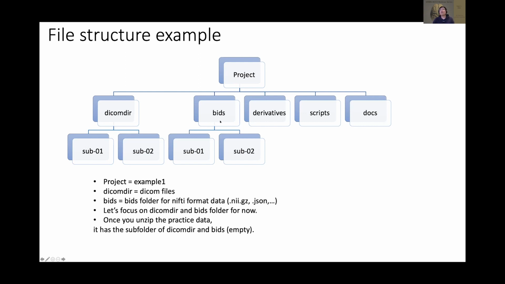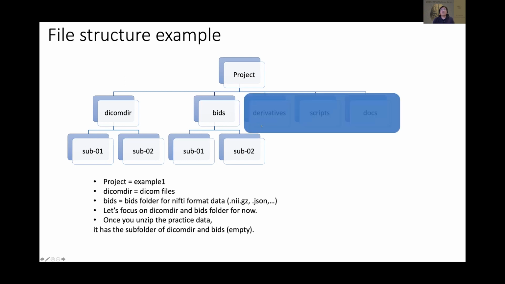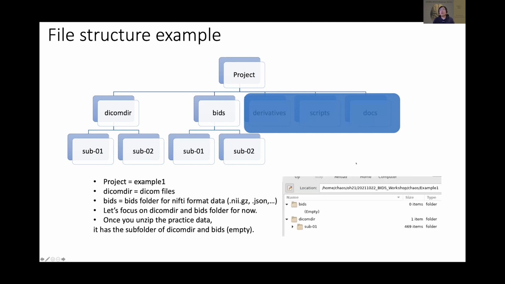And parallel to DICOM there is the BIDS. I call it BIDS. Someone calls it raw data, and someone calls it whatever, NIfTI, whatever you like. And then that is the BIDS structure, and there's the .ini, the JSON file, etc. Let's just focus on these two folders for now, for example one. Once you unzip the data in the hands-on session, you will see this structure.